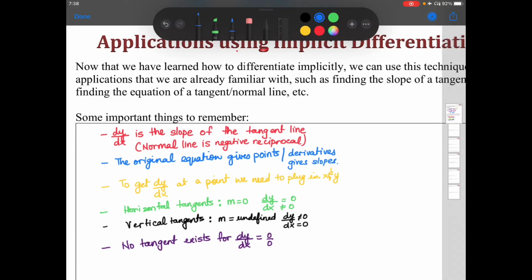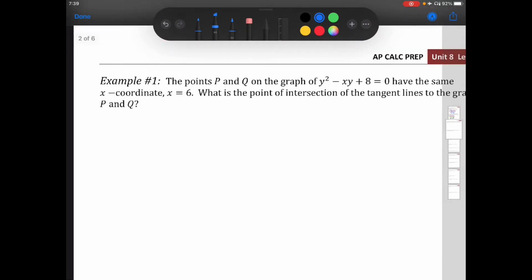So just reviewing again, horizontal tangents. Anytime you have a horizontal tangent to the curve, the slope is 0. That means your numerator is equal to 0, not your denominator. So be very careful. Vertical tangents: slope is undefined, which means your numerator is not 0, your denominator is equal to 0. And no tangent exists if dy over dx equals 0 over 0. So that's basically it. I hope you copied those notes, and let's get started with example 1.